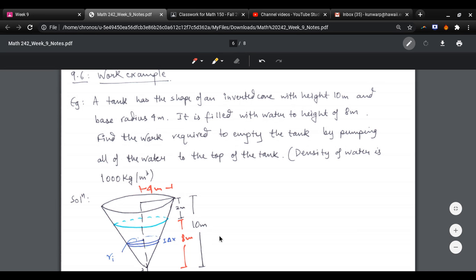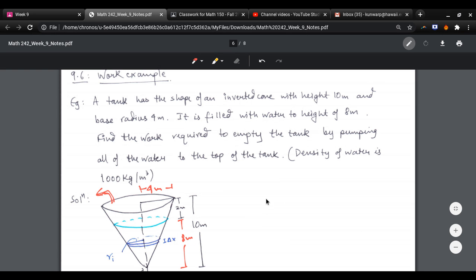And then you have to find the work required to empty the tank by pumping all of the water to the top of the tank. Okay, so just think of it like if there is a suction pump here and you're trying to pull all the water out from the top. And you're given that density of water is 1000 kilograms per meter cube.